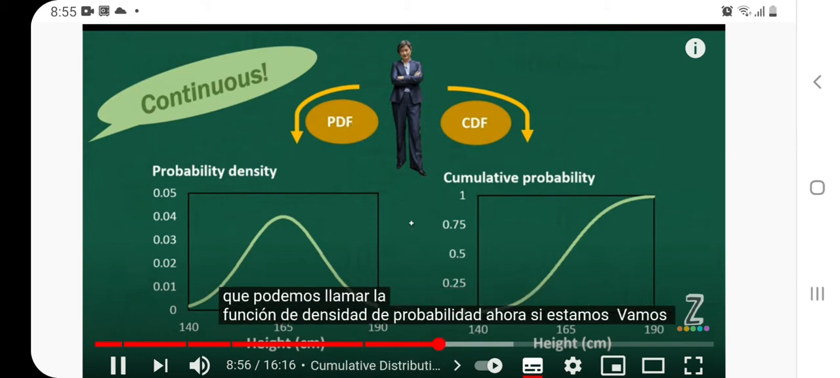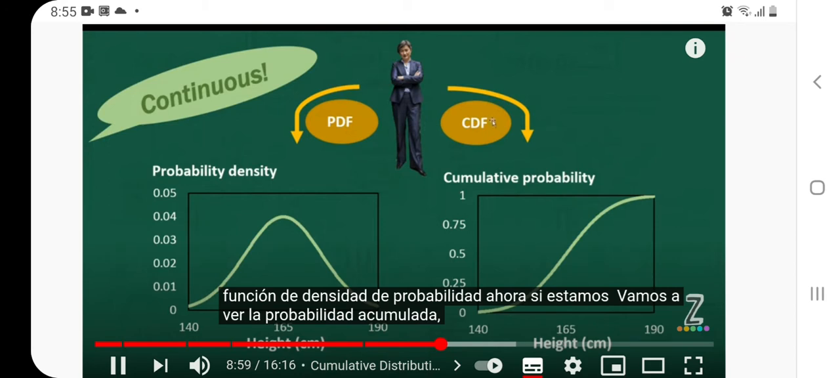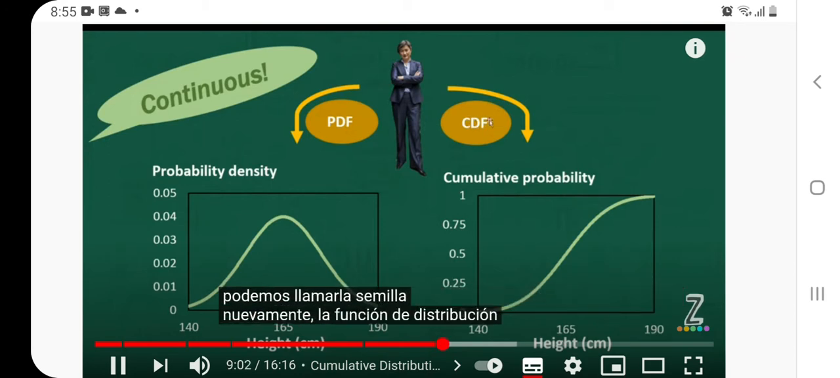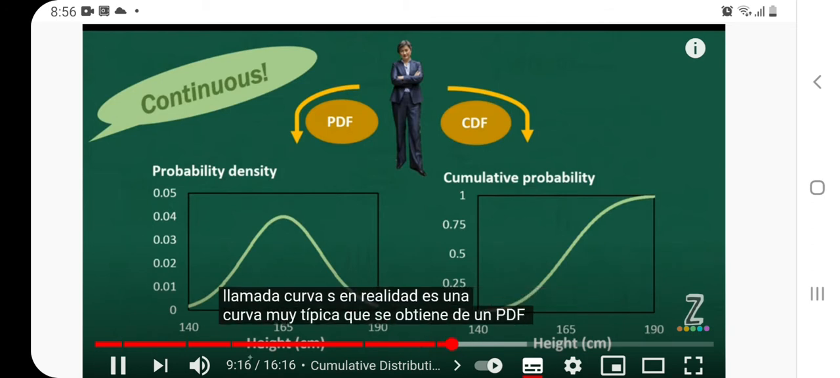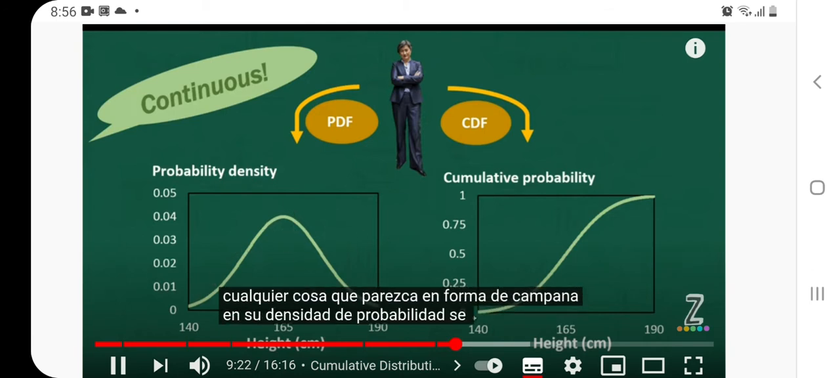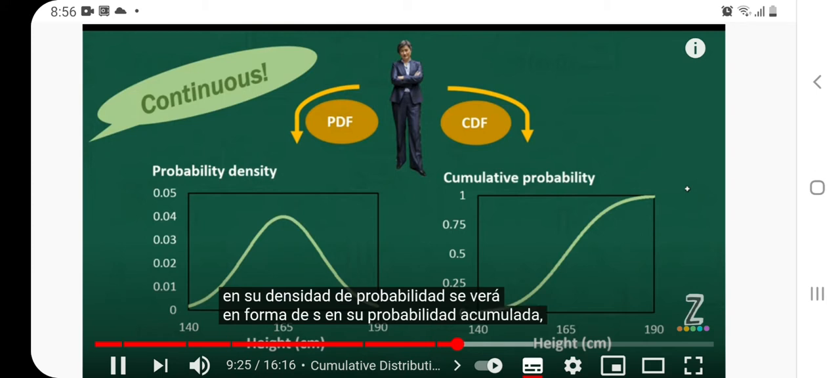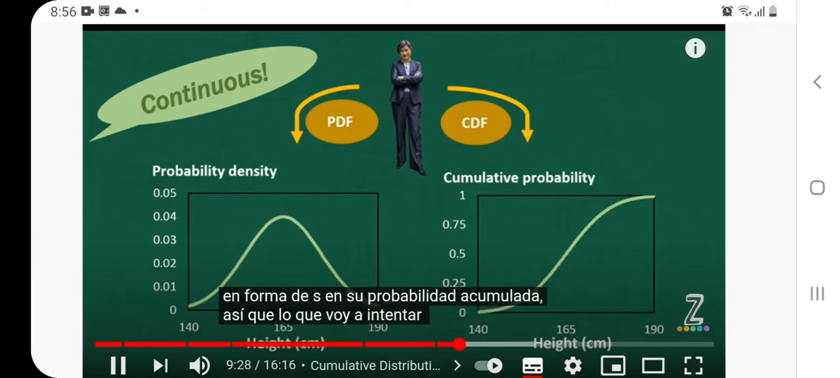density function. Now, if we're going to look at the cumulative probability, we can call it the CDF again, the cumulative distribution function. And much like in the discrete case, the axis here must go from 0 to 1. This nice S-curve here, it's called an S-curve actually, is a very typical curve that you get from a normal PDF. Anything that looks bell-shaped in its probability density will look S-shaped in its cumulative probability. So what I'm going to try to do now is link the probability density function, the PDF, with the CDF and see if we can get from one to the other.